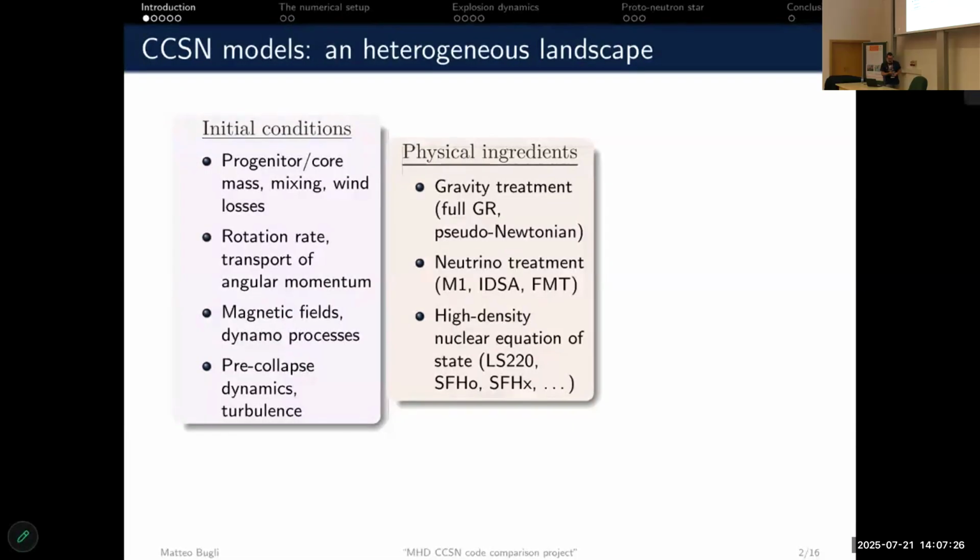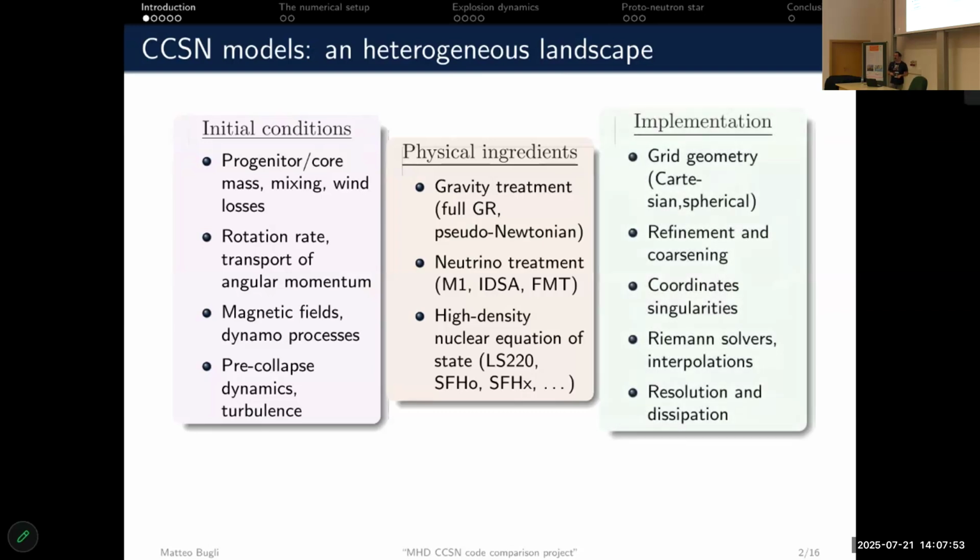And then, last but not least, of course, we want to decide how we describe the high dense nuclear matter that is basically describing the most important part of this model. So the central engine, the compact object, the proto-neutron star, and uncertainties, needless to say, are there as well. And so a choice has to be made for every model that is produced. So this is progenitors, physical ingredients.